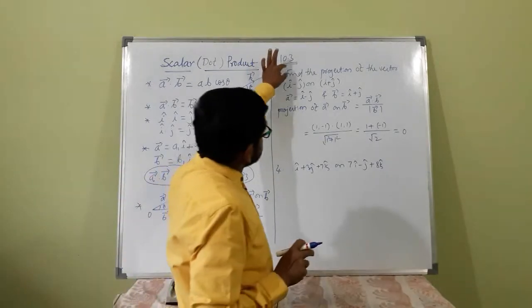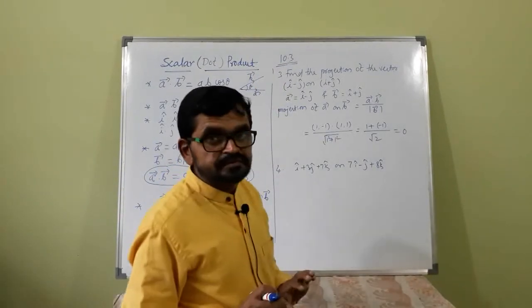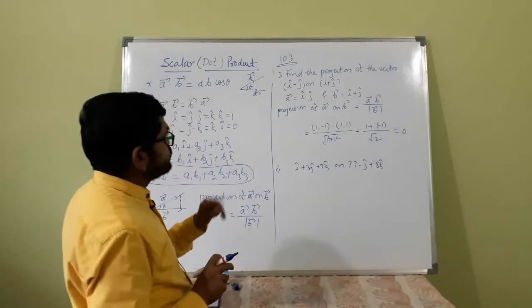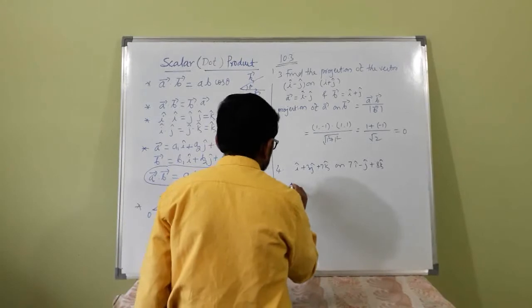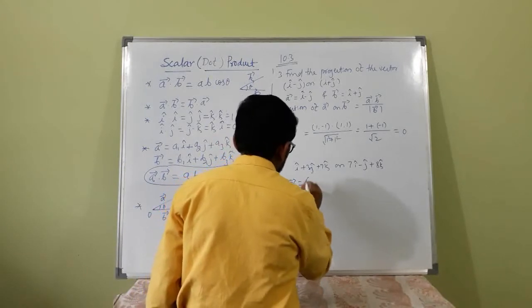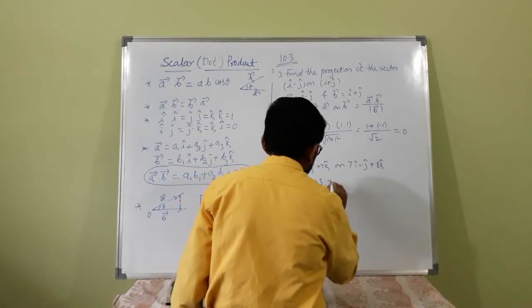The question remains the same in the fourth example also. Here also you have to find the projection of A on B. Suppose this is A, 1, 3 and 7.